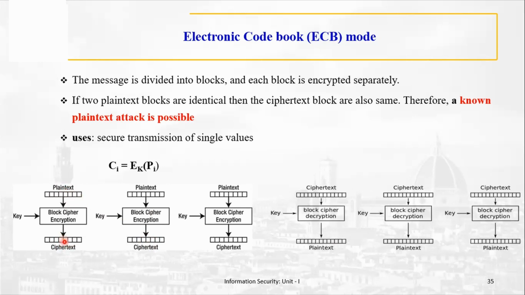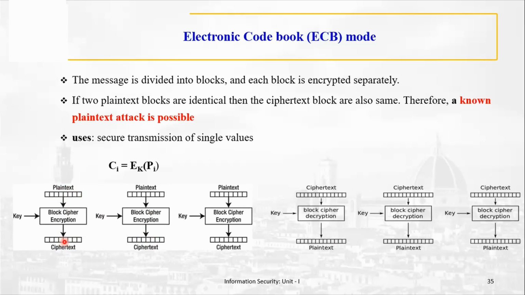Now, for some input you are getting a particular output. So you are creating a database where there is an input and there is an output. It's like a code book. So that's why it is called electronic code book.